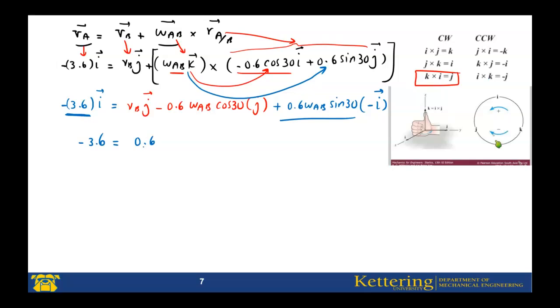Now this is 0.6 omega AB sine 30. Also the j components: there is no j component on the left hand side, so I will write 0j. 0 equals VB minus 0.6 omega AB cosine 30.